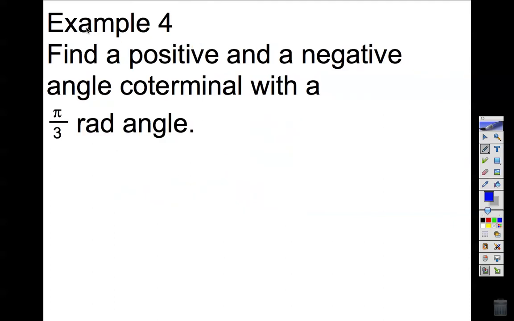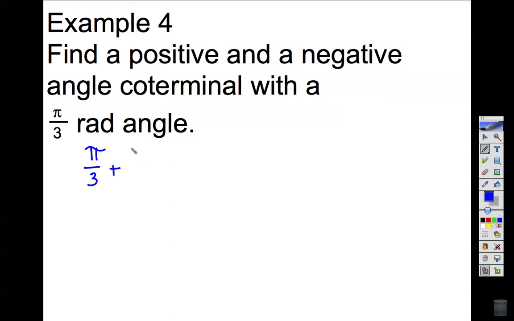Now we're going to find a positive and a negative angle that is coterminal with pi over 3 radian angle. All right. In the previous ones, we added and subtracted 360 degrees because the angles were in degrees. Right, that is one full turn. How many radians are in one full turn? There are 2 pi radians. So instead of adding and subtracting 360 degrees, we're going to add and subtract 2 pi radians to this angle. This angle, pi over 3, is already positive.